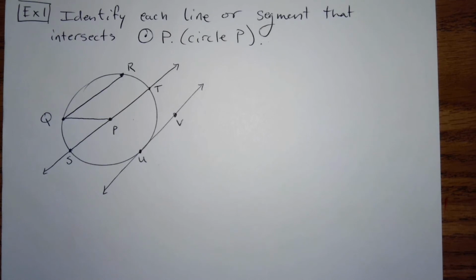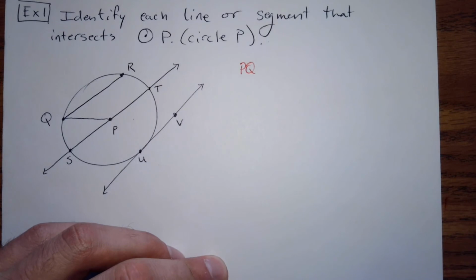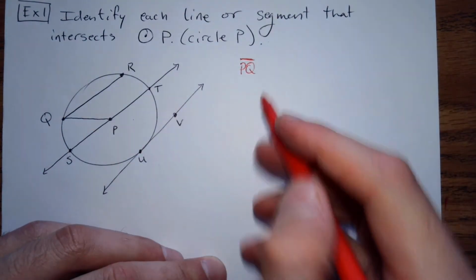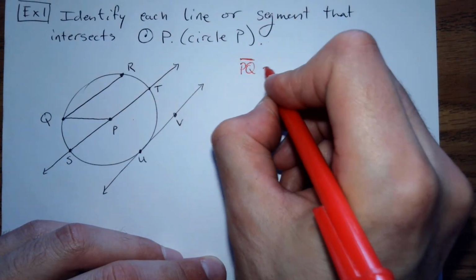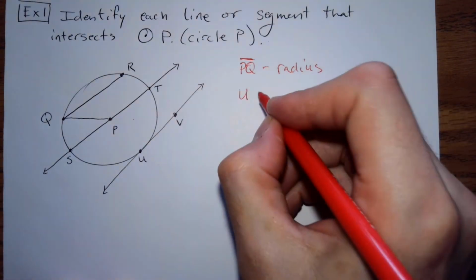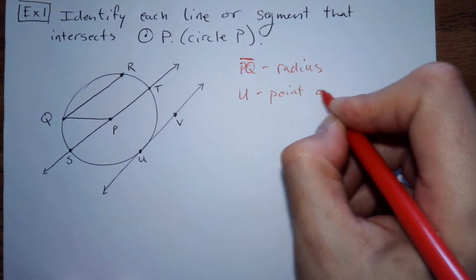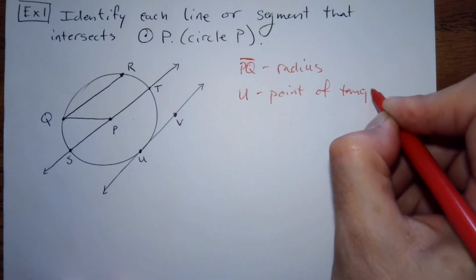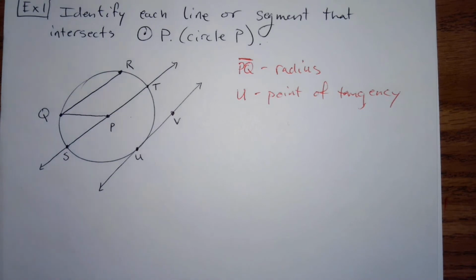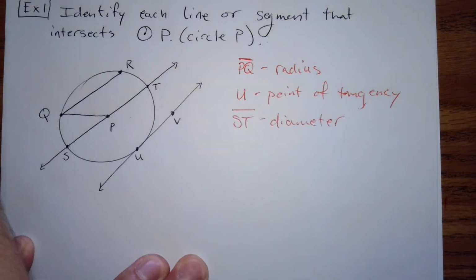Identify each line or segment that intersects with circle P. PQ is a radius. Remember, when we're naming, we have to put the segment. It is a segment, so PQ is a radius. U is a point of tangency. Perfect, and you just label it with a single letter because it's a point. The segment ST is a diameter. QR is a chord. What else?